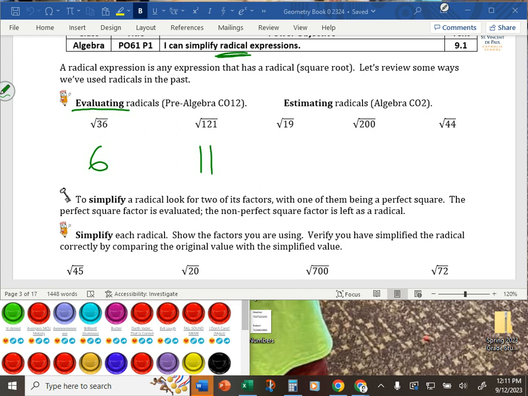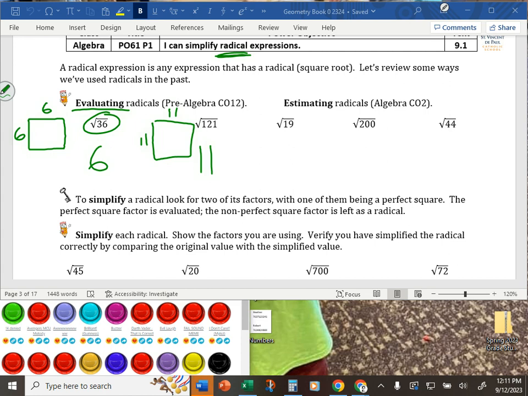Where square roots come from is, if you have a square with side lengths of 6, what is the area? 36. Thus why it's called a square root or a perfect square. If you have a square with side lengths of 11, what is its area? 121, right? That's kind of where this comes from.